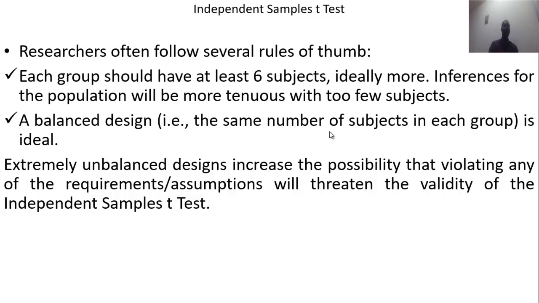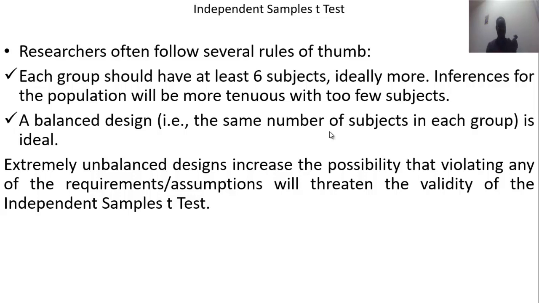There are basically two things. Each group should have at least 3 subjects, ideally more. Inferences for the population will be more tenuous with too few subjects. In total, you should have at least 6 participants to run an independent sample t-test. Therefore, if you are interested in checking whether there is a statistically significant difference between male and female students, at least you can include 6 students in your study.